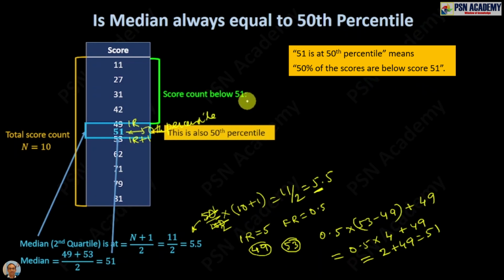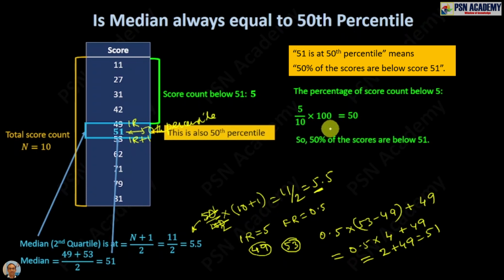So if you go for the score count below 51, you will get 5. In a straightforward way for calculation of percentile, what we have learned before, we convert this 5 to percentage. So 5 by 10, because the total score count is 10. So 5 by 10, if you multiply this by 100, then you will get 50. So 50% of the scores are below 51. So 51 is really at 50th percentile. That means the median is at 50th percentile. So up to this, it's all right. Mind it, we have taken the score count as an even number. Okay. Now we will go for score count if it is odd.